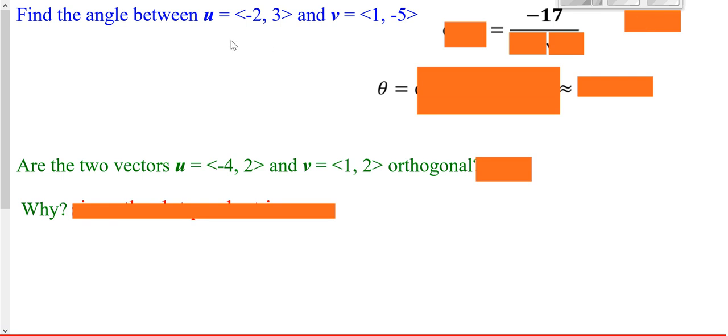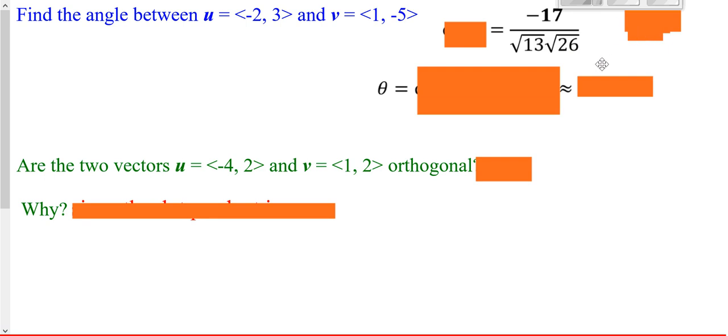We now have to do the magnitude of this one. So we go negative 2 squared plus 3 squared inside of our square root. If you wanted, you could draw this out as a triangle, 2 to the left, 3 up, and find your hypotenuse. But either way, you get the square root of 13. And then we do this one here. 1 squared plus negative 5 squared inside of our square root, so it'd be 1 plus 25, or the square root of 26.